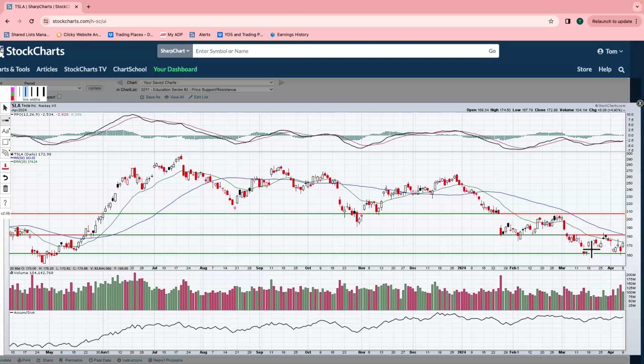Remember, this is a downtrending stock. It's not typical of what most stocks look like right now. You have to respect this downtrend until Tesla starts to show signs that it's broken out of it.